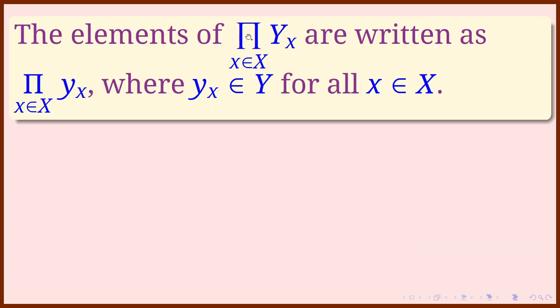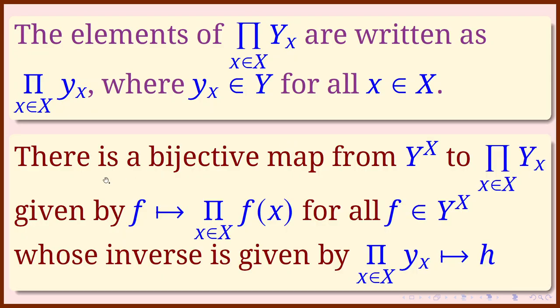The elements of these Cartesian products are written like this, where each small y_x is an element of Y. There is a bijective map from Y to the power X to this Cartesian product, and that's why this set can be thought of as this Cartesian product because of this bijective map. What is that bijective map?